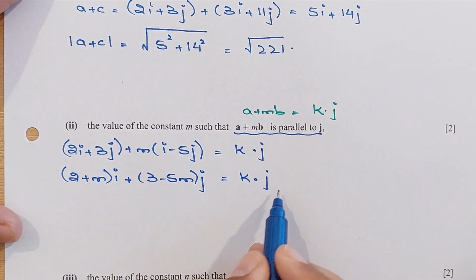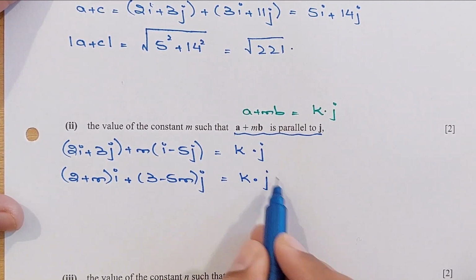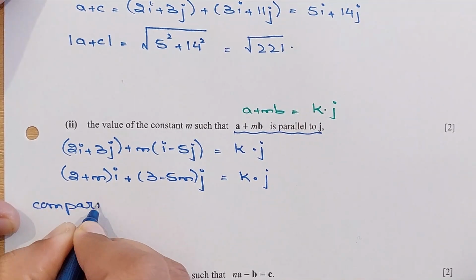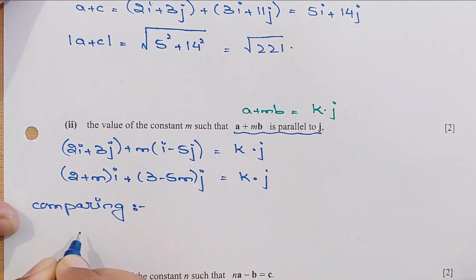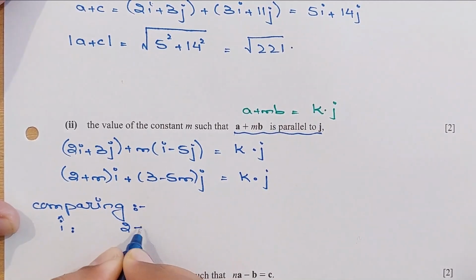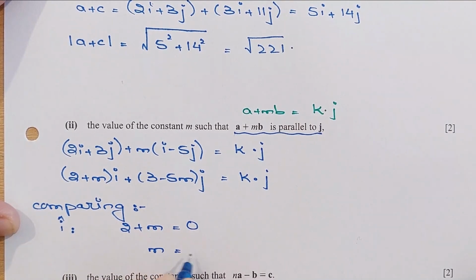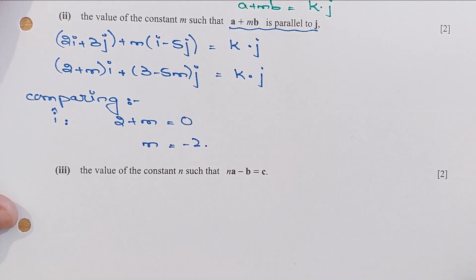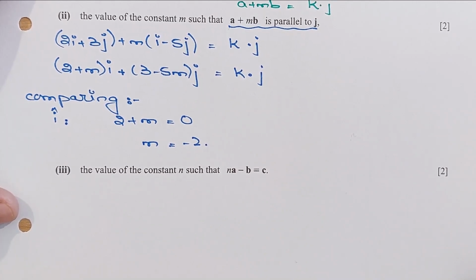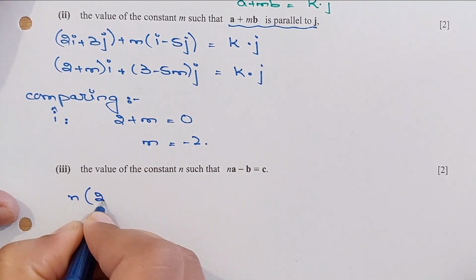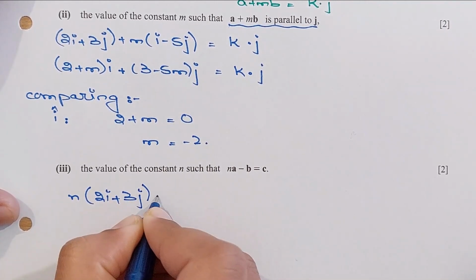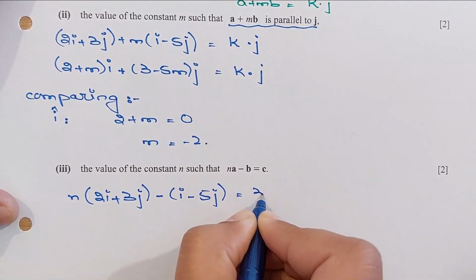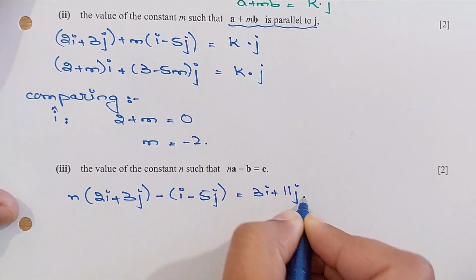Since there is no i component on the right, we can compare the i components easily. Comparing the i unit vector, 2 plus m equals 0 and m equals -2. This is the value of the constant m. Now for the third part, the value of the constant n such that na minus b equals c, right? So n times a, 2i plus 3j, minus the b vector, i minus 5j, equals the c vector, that is 3i plus 11j, right?